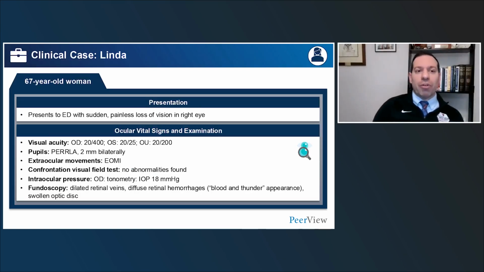So Christina, just to refresh us on our case here, we have this 67-year-old woman, and she came in with painless, sudden vision loss in the right eye. We got a couple of those ocular vital signs. Her visual acuity does not look awesome. Pupils are equal and reactive. Her extraocular motions look fine to me. I do a tonopen, and I get a couple of excellent pressures, 18. And I took all of your advice, and I was able to get an excellent fundoscopic exam. I see dilated retinal veins and diffuse retinal hemorrhages with this blood and thunder appearance and swollen optic discs.